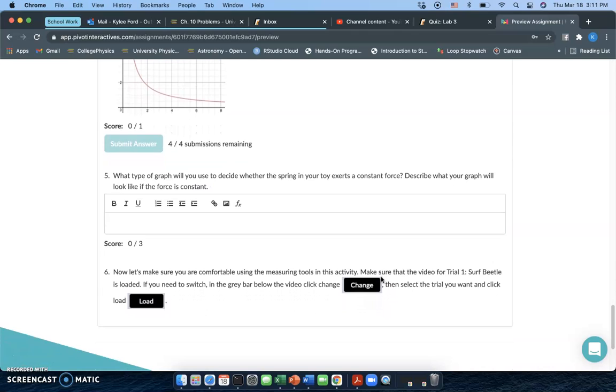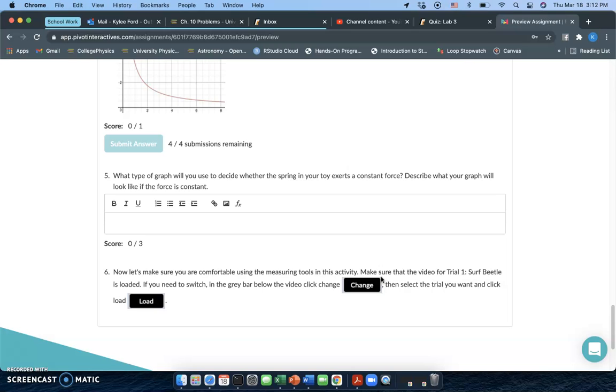And then what type of graph will you use to decide whether the spring in your toy exerts a constant force? So describe what your graph would look like if the force was constant. What type of graph would that be? That goes back to the first part in your lab, and that should help you out here.